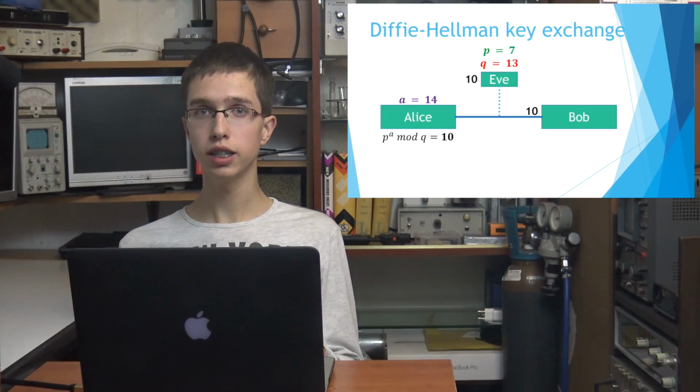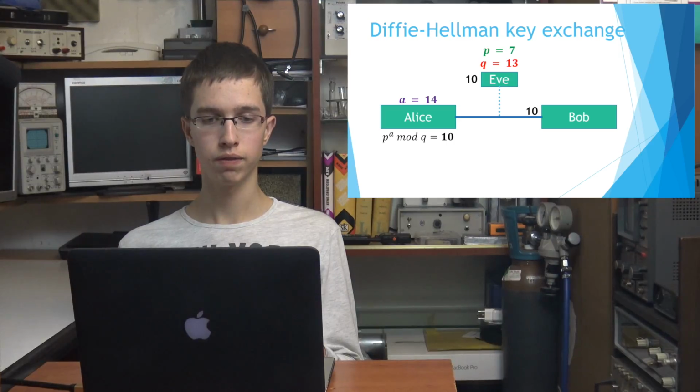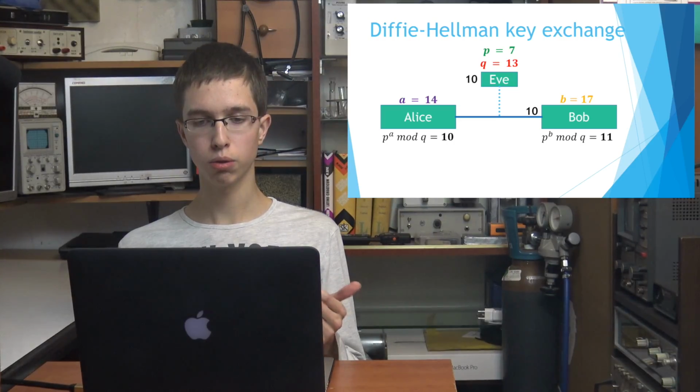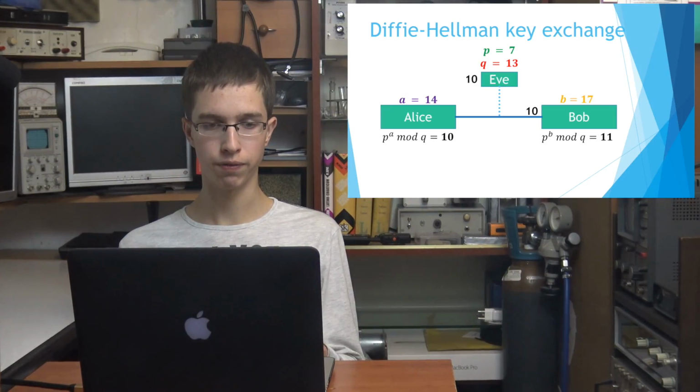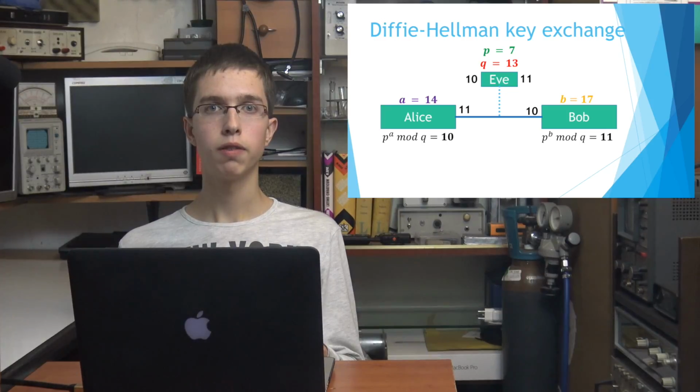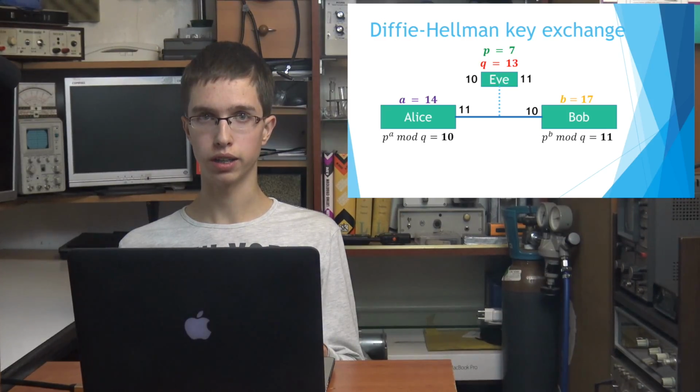Then Bob chooses his private number, say b is equal to 17, and does modular exponentiation of 7 to the power of b modulo q, which is here 7 to the power of 17 modulo 13 equal to 11. This 11 is sent publicly so that anyone, including Eve and Alice, can get it. Finally came the most interesting part.